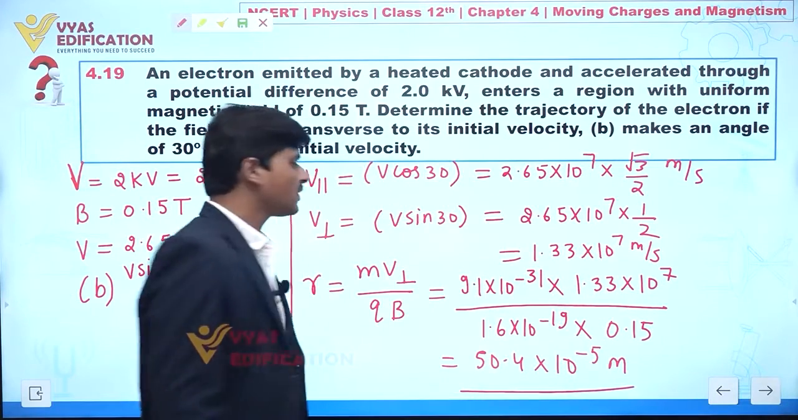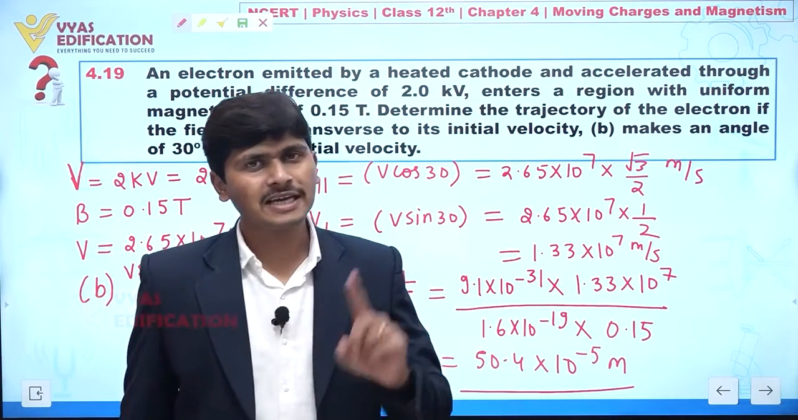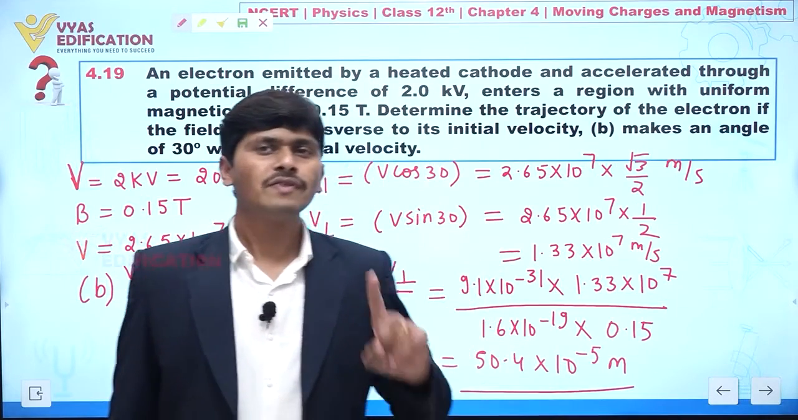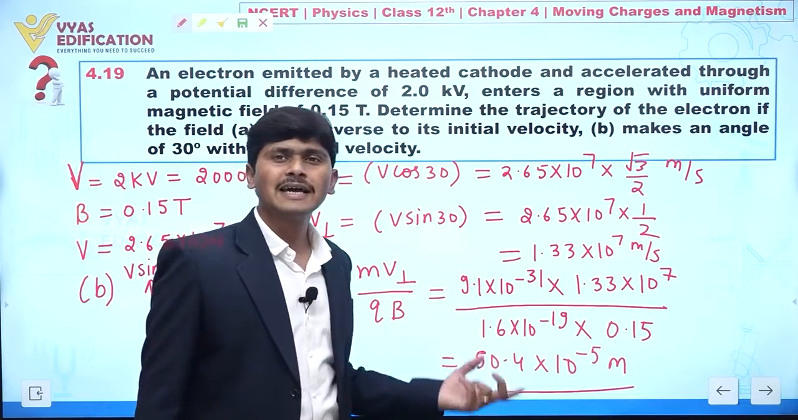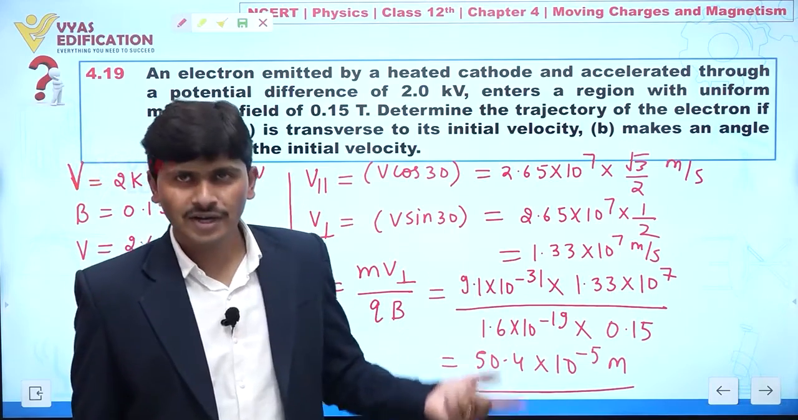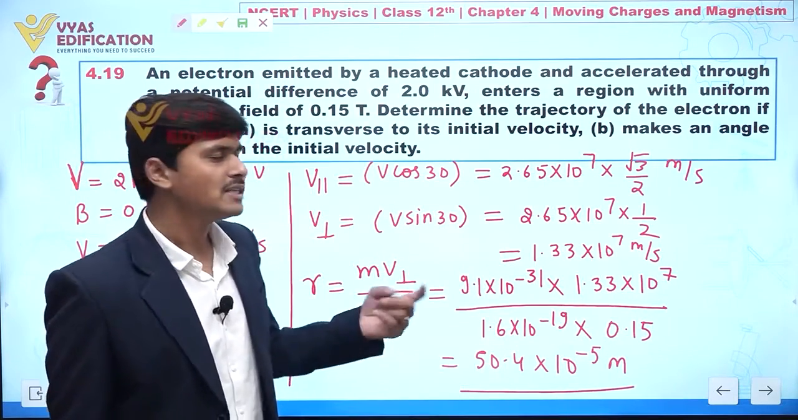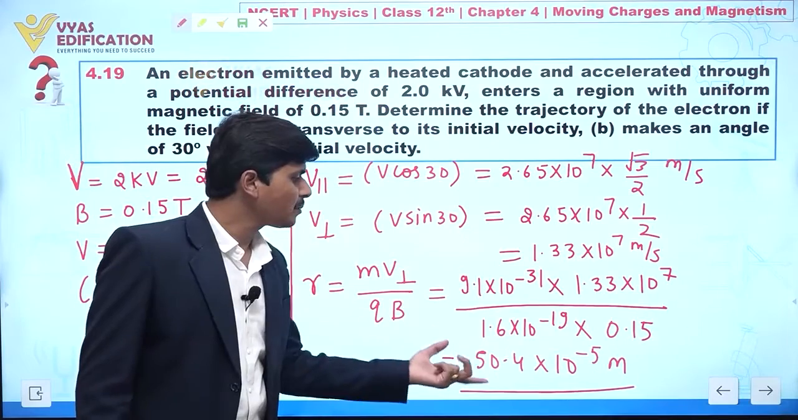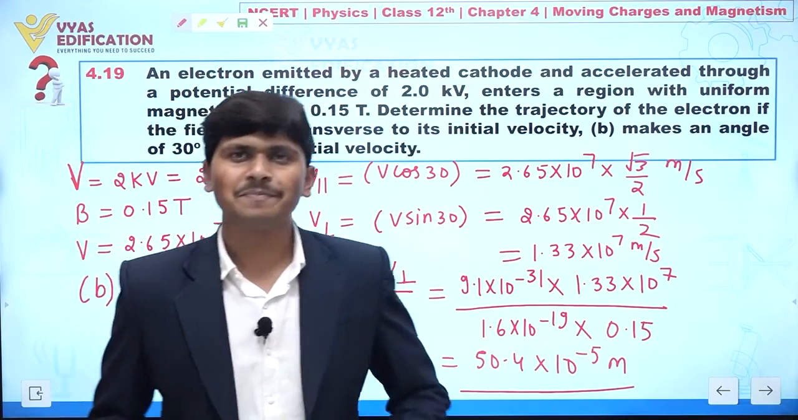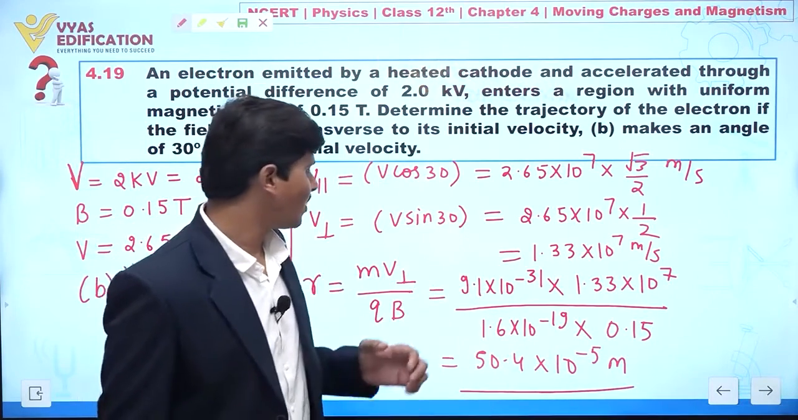Clear? So like this, in the second situation the trajectory followed by the electron is helical, and that helical path has a radius of 50.4 into 10 to the power minus 5 meter. Clear to you? So this is all about this question.